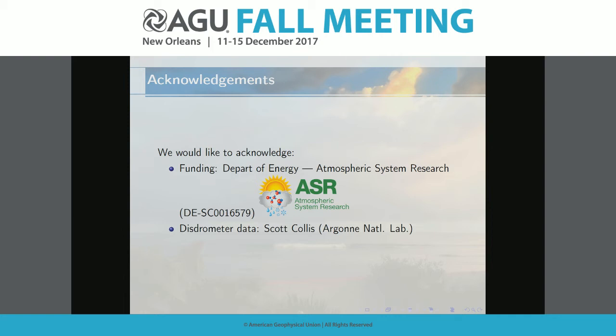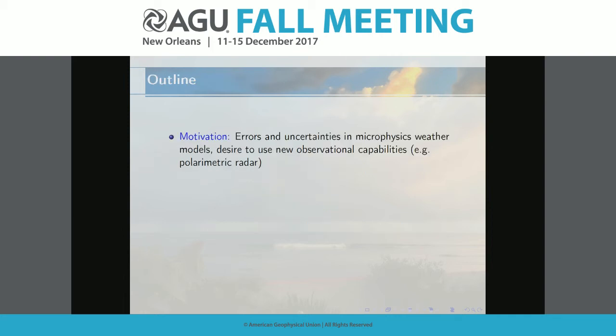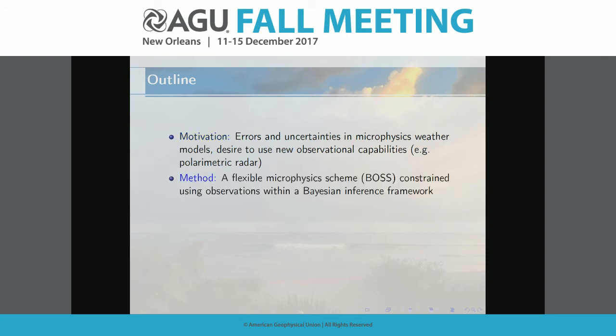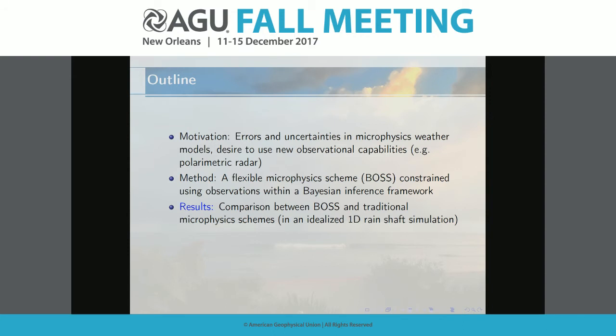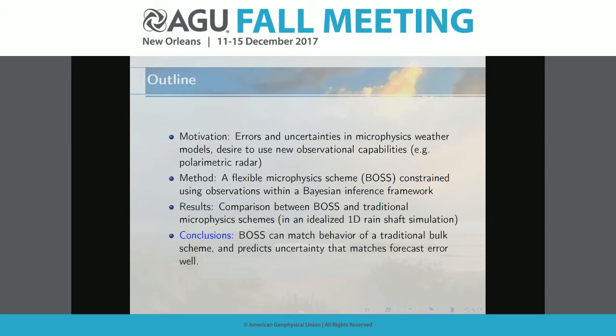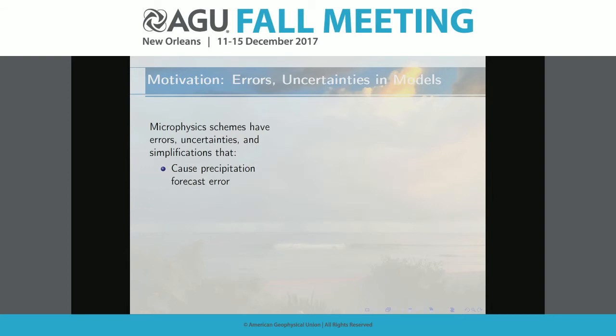with distrometer data. All right, so the basic motivation, this is just an outline, is that we have these errors and uncertainties, and we have new observational capabilities, and we want to leverage those to constrain our uncertainties, but the current schemes don't really allow that. So we have our method, which is this new microphysics scheme we call BOSS. I'll say what that stands for. And I'll show a little bit of results and have some nice conclusions, which are basically for now that we can match the behavior of a traditional bulk scheme, and that BOSS does a reasonably decent job of predicting its error via its predicted uncertainty.